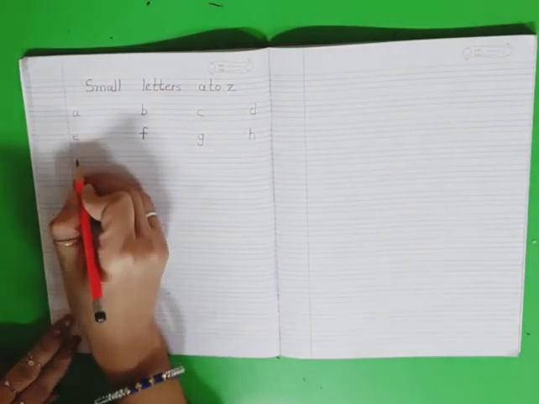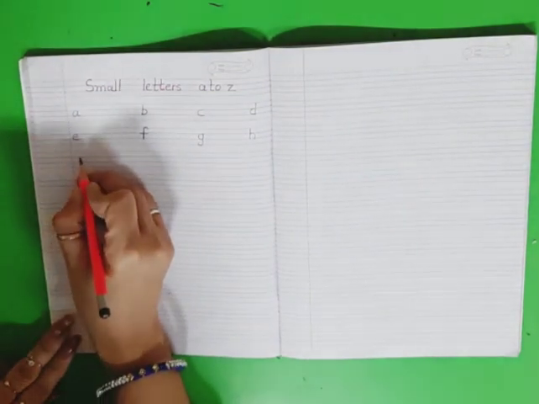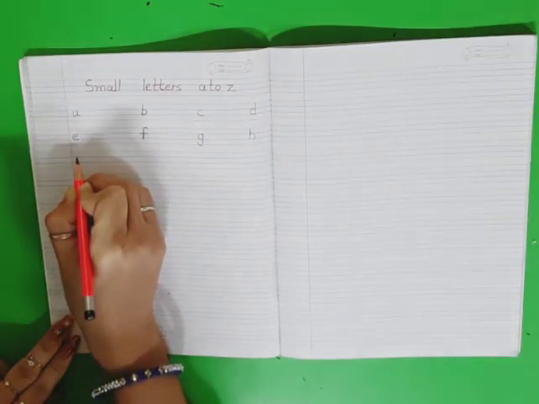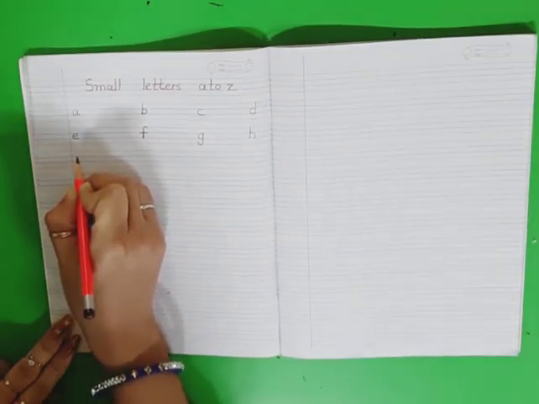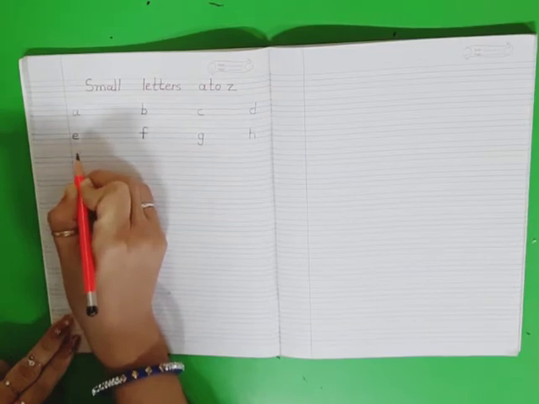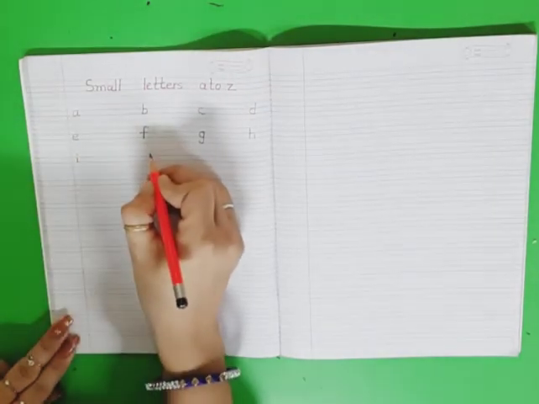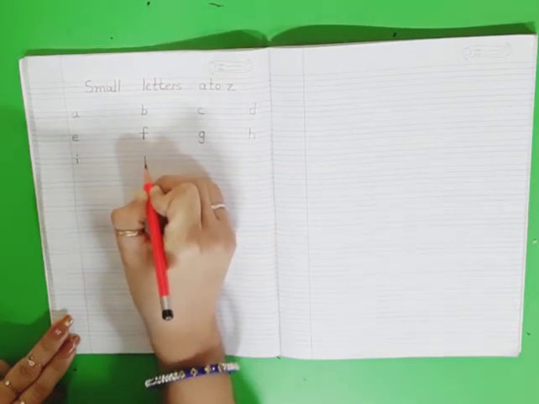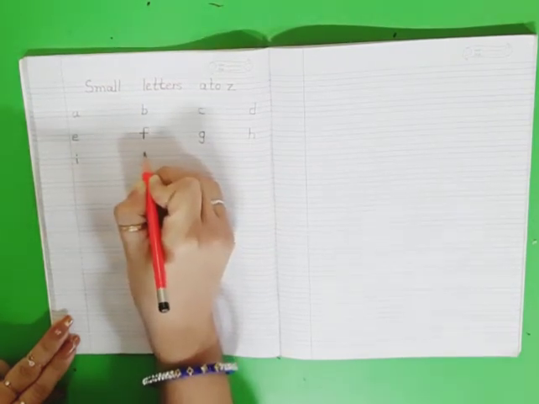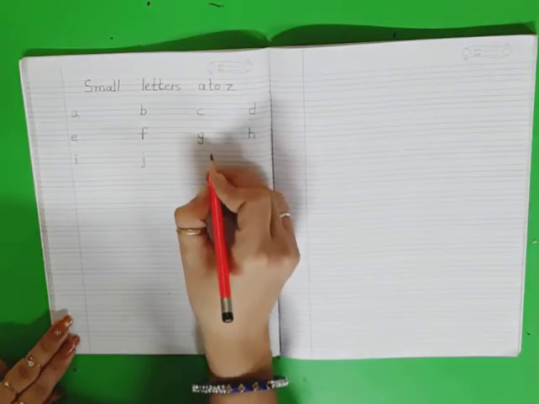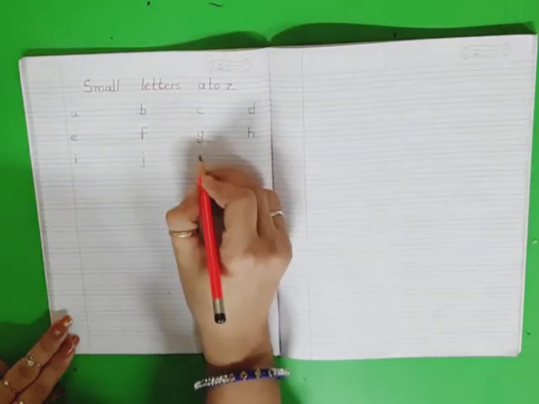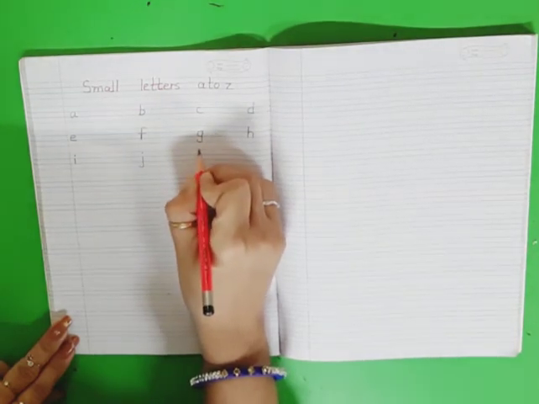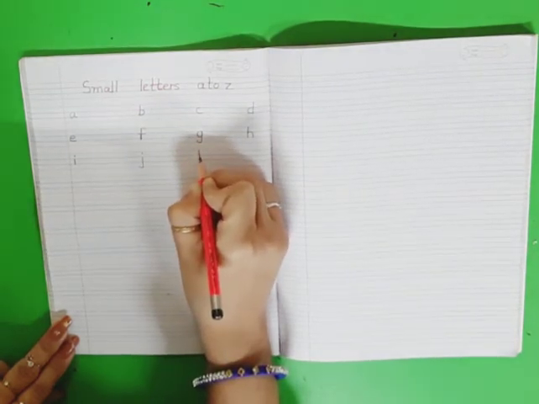Now which letter come after H? Yes, small letter I, and that we have to write in blue lines, small letter I. Now after I which letter will come? That is small letter J, blue line to red line. Now which letter will come after J? Yes, that is small letter K, red line to blue line. We have to write small letter K.